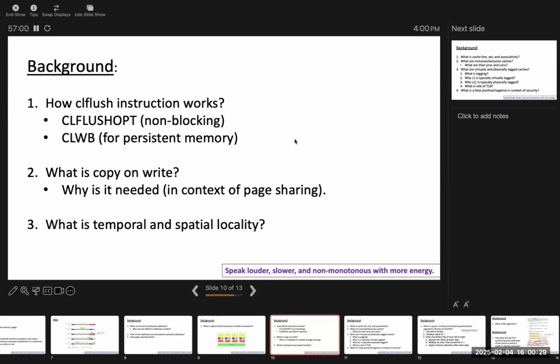So what is temporal and spatial locality? Is this referring to locality in memory? It can be in context of both memory and caches. Like if you have two processes trying to access the same data, how close is that data spatially? That's what I'm assuming. No, in context of caches. Okay.